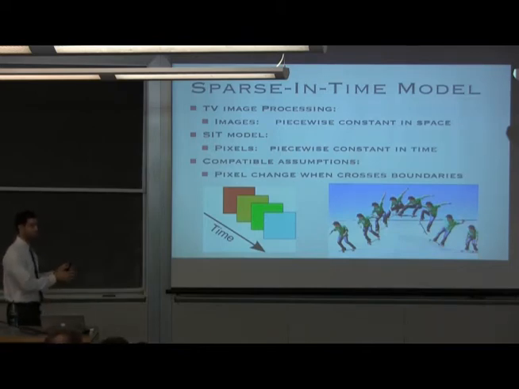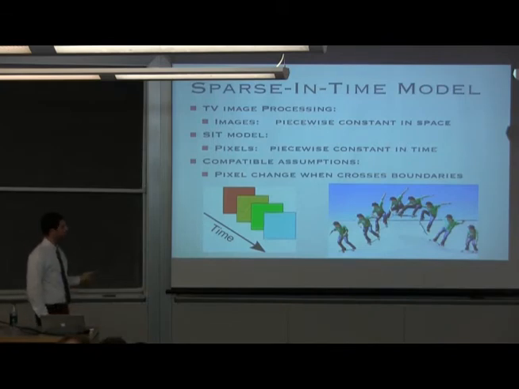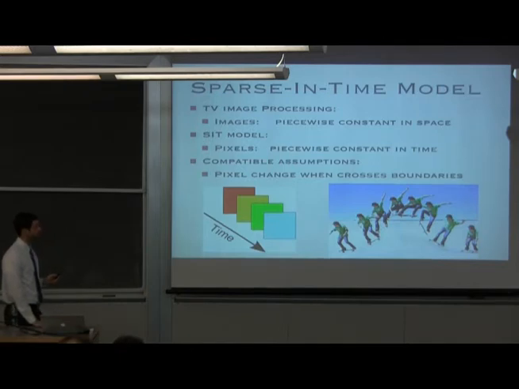The sparsifying transform you use in the space domain has to generate sequences of frames that are also sparse in the time domain. And it turns out that total variation in time is compatible with total variation in space. The reason why is because if you assume that you're sparse in space, you also have to be sparse in time.